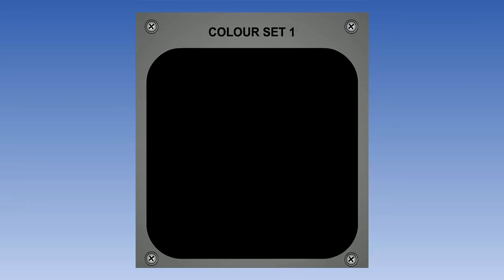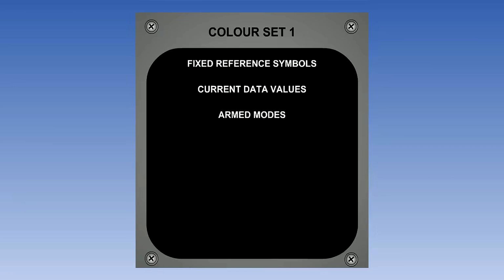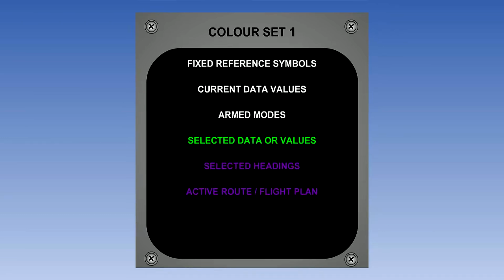In addition, Boeing use color set 1 as it is called, which complements but does not conflict with the ESA CAS-25 standard. Fixed reference symbols are white. So are current data values and armed modes. Selected data or values are green. Selected headings are magenta. And so is the active route or flight plan.